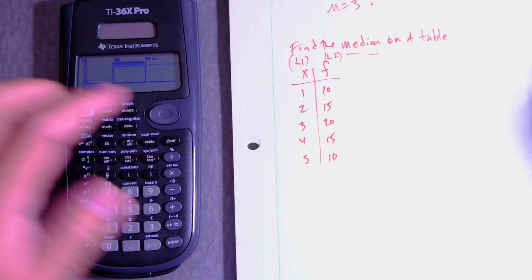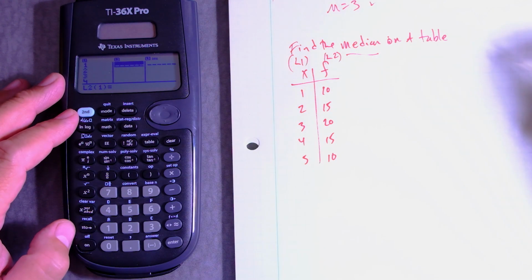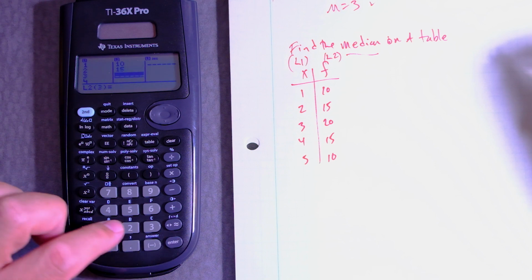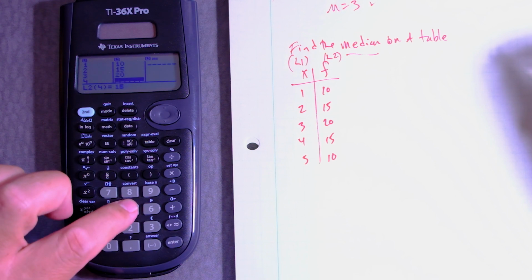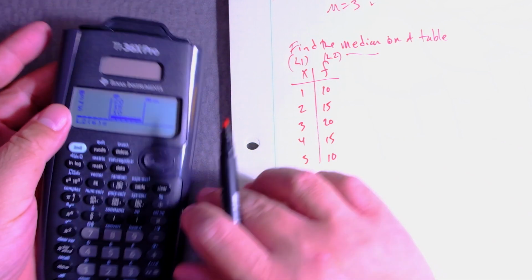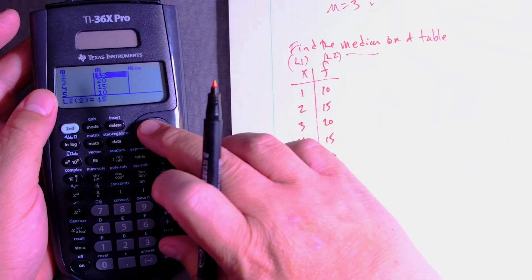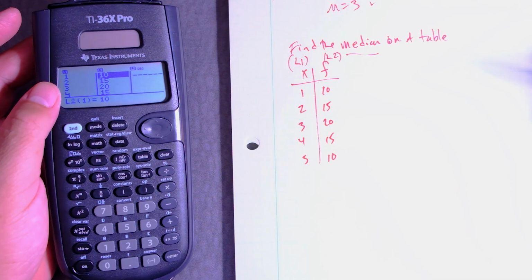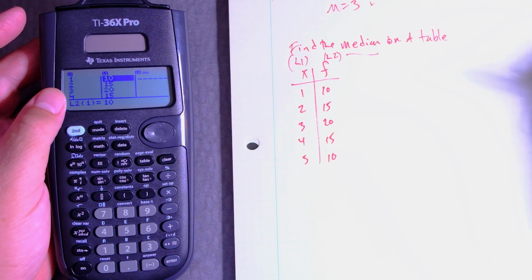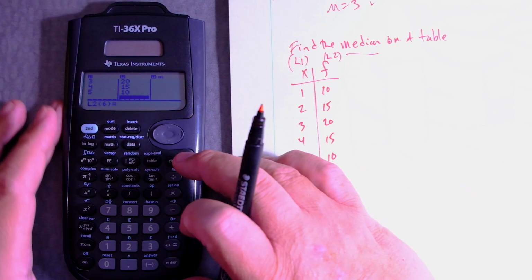And then we're going to move over using the pad here to the next column. 10, enter, 15, enter, 20, enter, 15, enter, 10, enter. And then you can use the arrow going up and verify all these numbers. 1 and 10, 2 and 15, 3 and 20, 4 and 15, and 5 and 10.